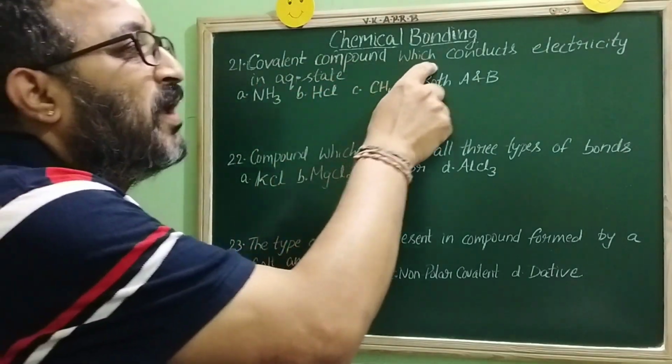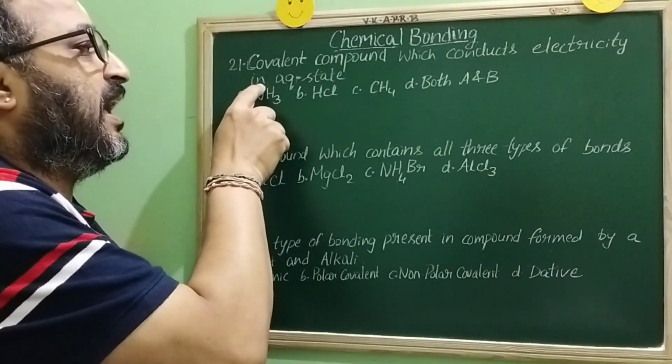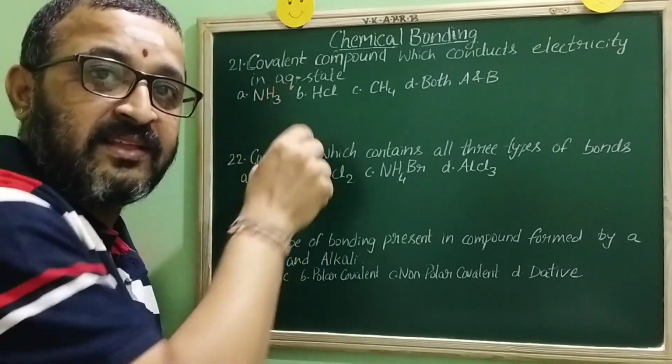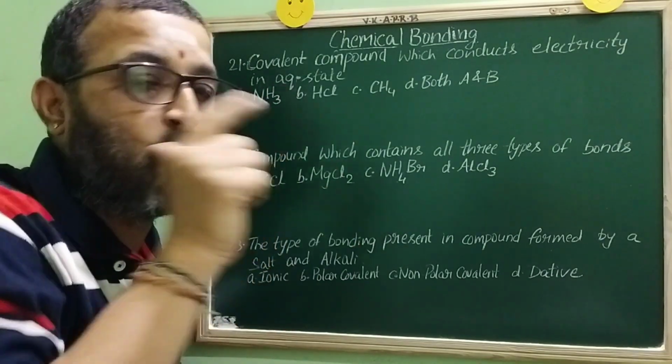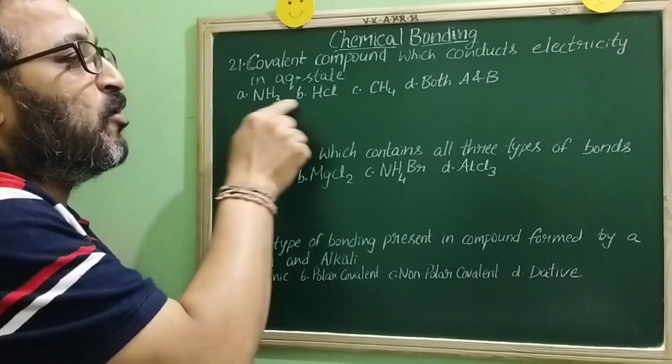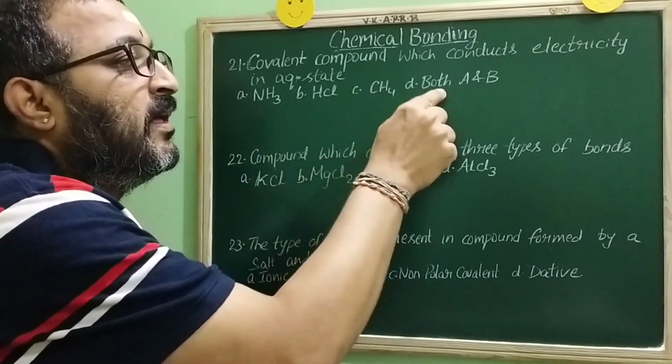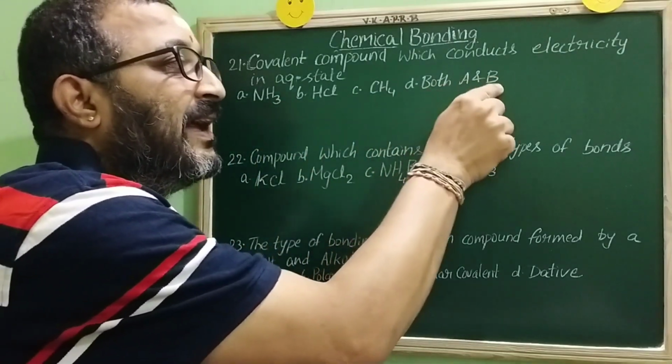Okay, children, let us proceed with the next question. Covalent compound which conducts electricity in aqueous state. That is, when the compound is dissolved in water. The options are ammonia, HCl, methane, and the fourth option is both A and B.